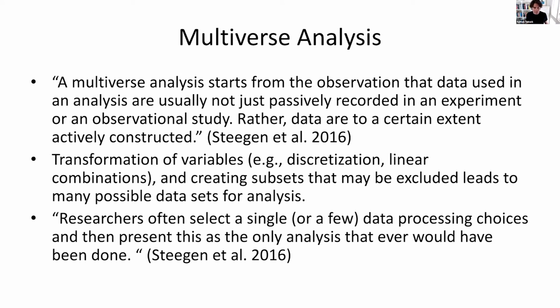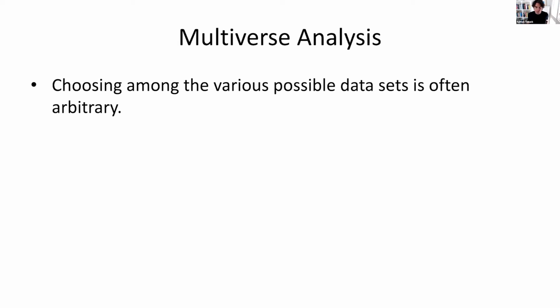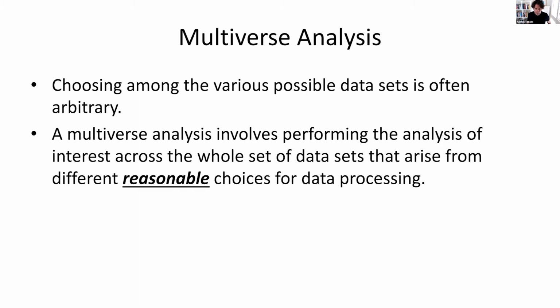But what typically happens is that researchers often select a single data processing choice and then present this as the only analysis that ever would have been done. So choosing among the various possible data sets is often arbitrary. And a multiverse analysis involves performing the analysis of interest across the whole set of data sets that arise from different reasonable choices. So that's the key thing: it's a reasonable choice.